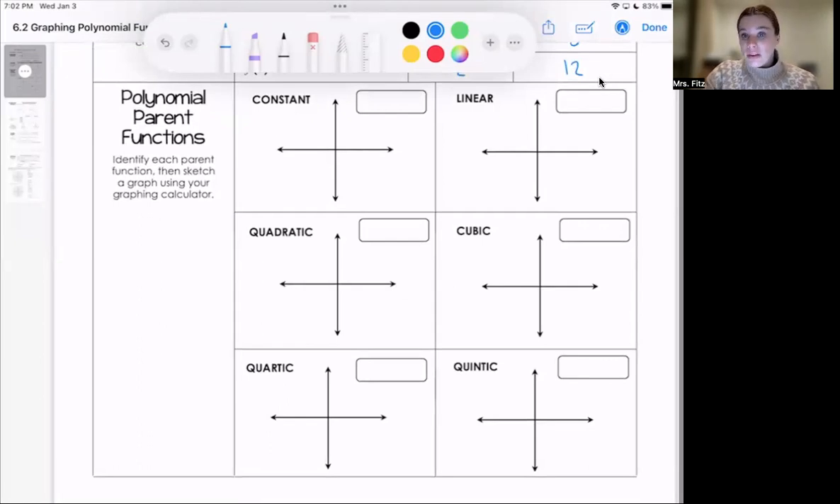Okay, so just like in our whole unit where we've had the most basic form of every type of function, we call those parent functions. We have parent functions for each of these different polynomials: a constant, a linear, quadratic, cubic, quartic, and quintic. So what we're going to do is quickly sketch what each of these look like.